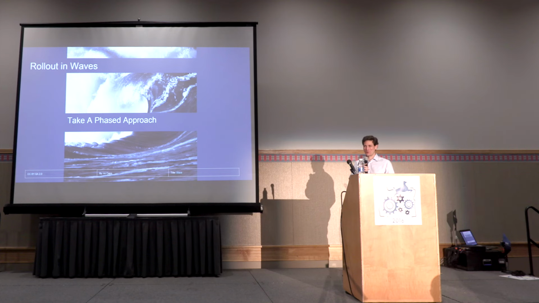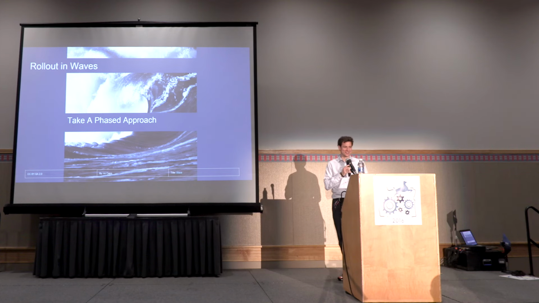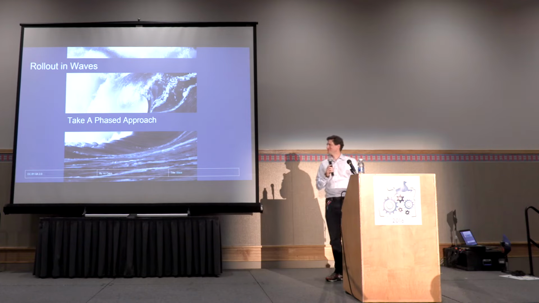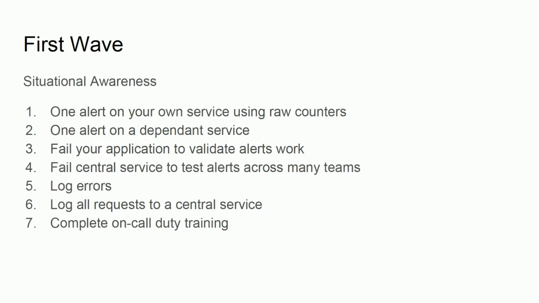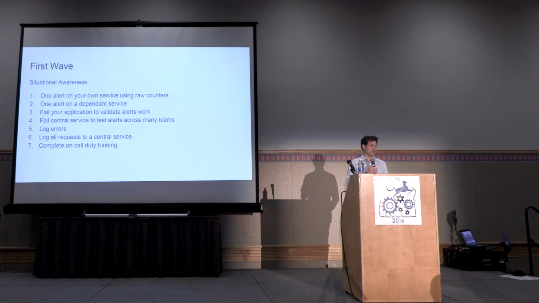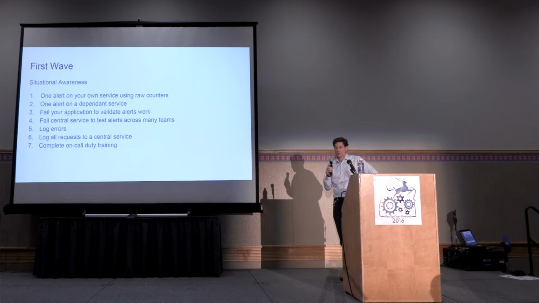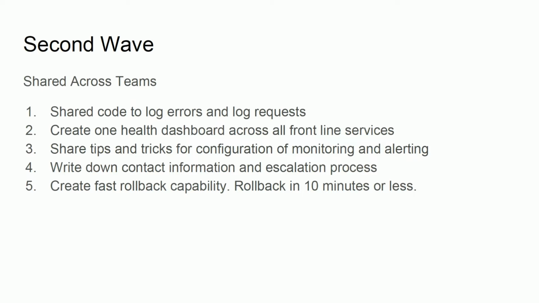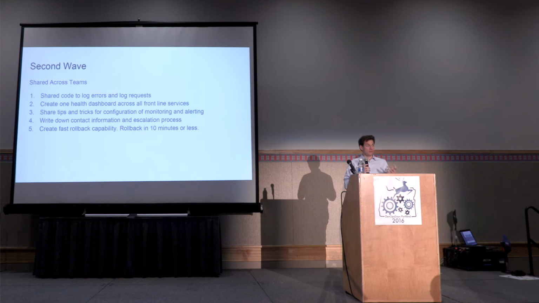But it's take a phased approach, right? If you want to do this and it sounds like a good idea, do rollout in waves. And the first wave is situational awareness, right? So you want to know where the fire is coming from and how hot the fire is. Those are the first things you should start with. And I usually start with 5 to 7 items in that situational awareness bucket. Alerts, is your service up or down? Dial tone.